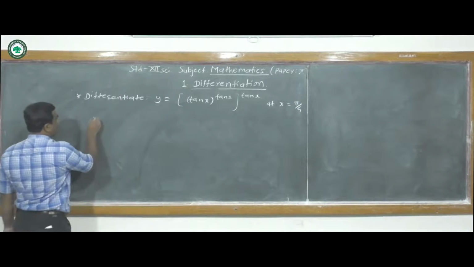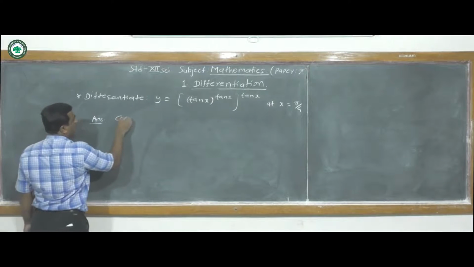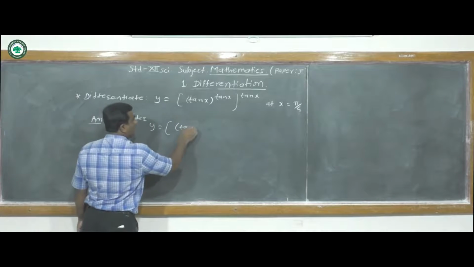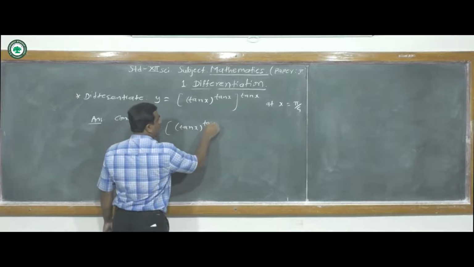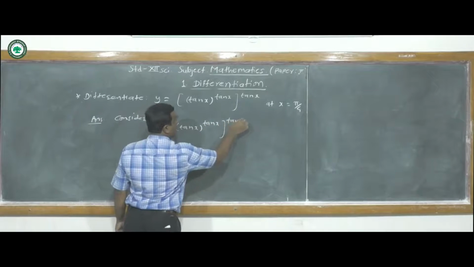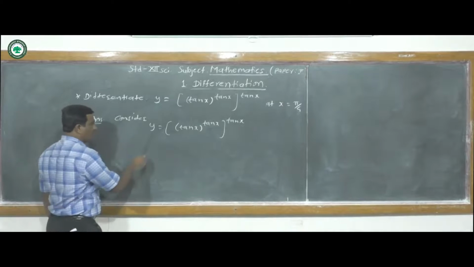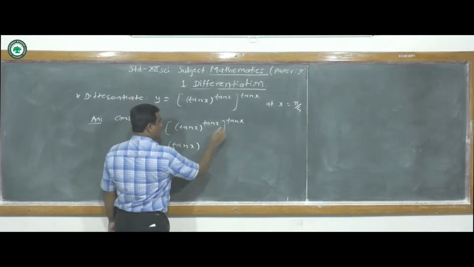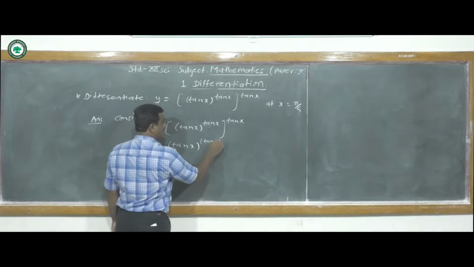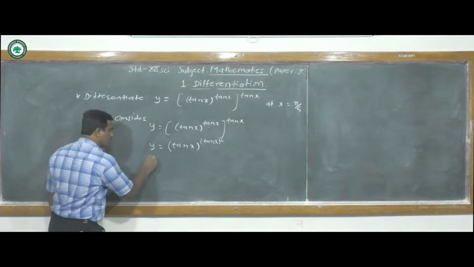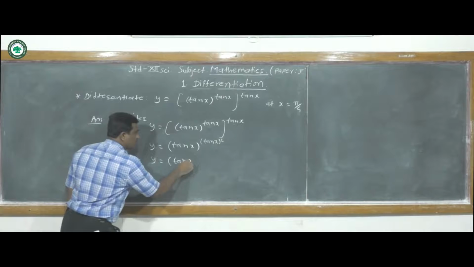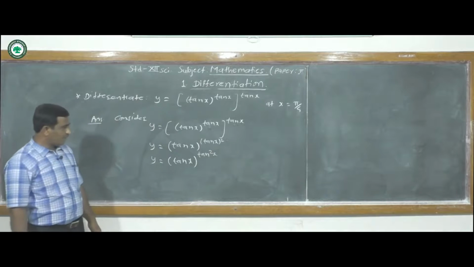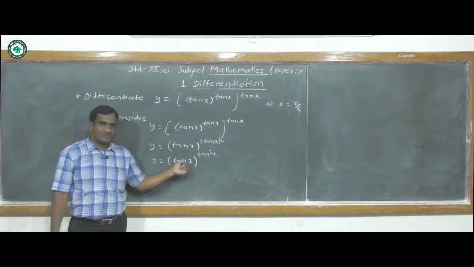Now the answer for this. Consider y is equal to [(tan x) raised to tan x] raised to tan x. Now this can be written in the form y equal to tan x raised to tan x into tan x, that is y is equal to (tan x) raised to tan square x. Okay, now here one function is a power of another function.